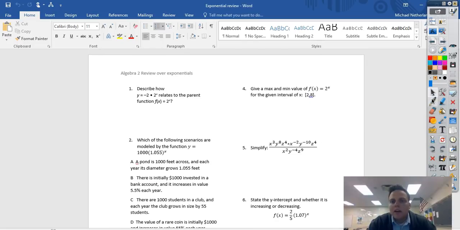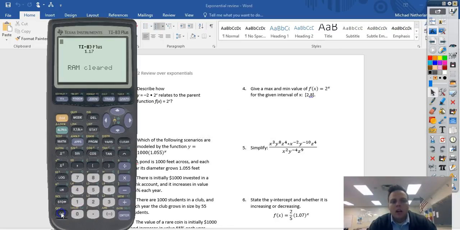Give a max and min value of f of x equals 2 raised to the x over the interval of x from 2 to 8. Okay, we're going to let the calculator do this problem for us. Okay, so we're going to turn it on. We're going to go to y equals. We're going to type in 2 raised to the x. We're going to go to our table, second graph. And we're just going to look from 2 to 8.